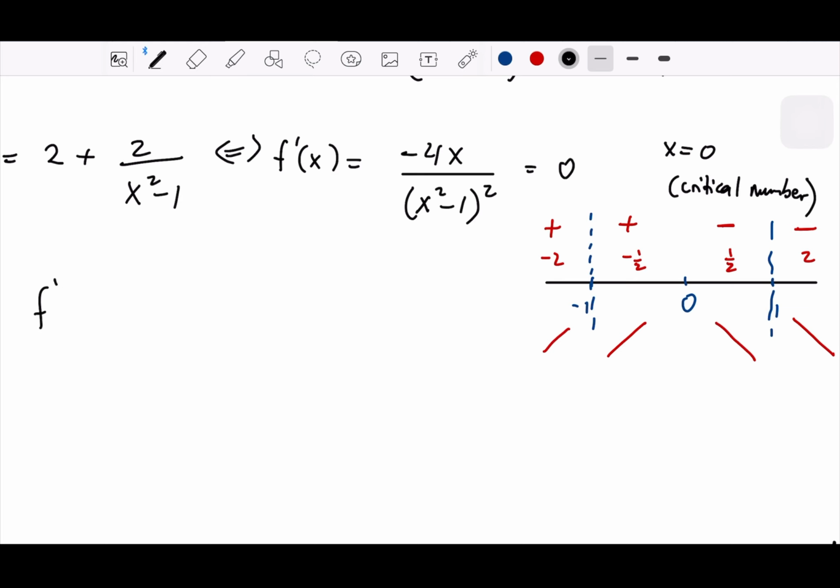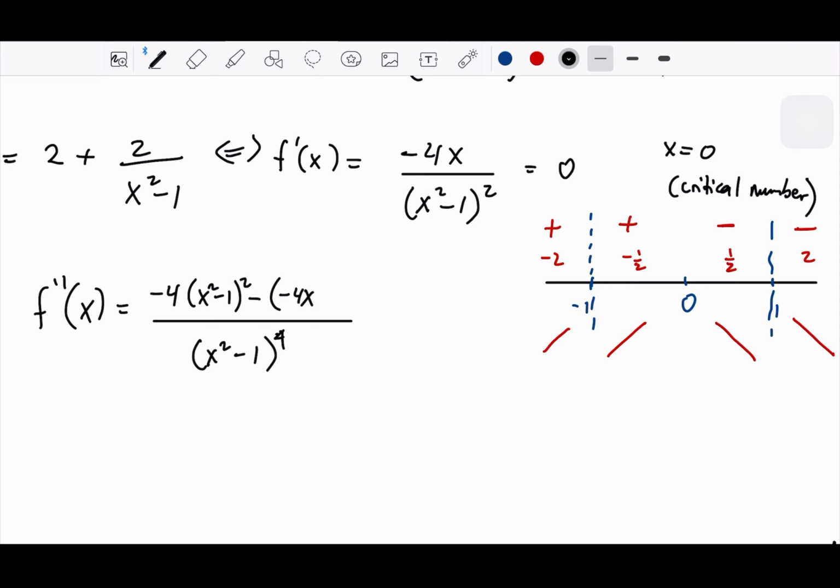So we can take the second derivative. Let me write here. We take the quotient rule one more time from the first derivative. So we take and make it, and now it's become 4. Okay. And this will be negative 4 times (x squared minus 1) squared, and then minus 4x multiplied by 2 times (x squared minus 1) and multiply 2x. Let's solve that together.